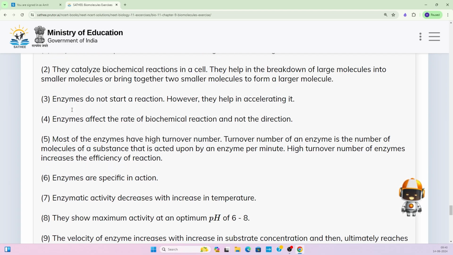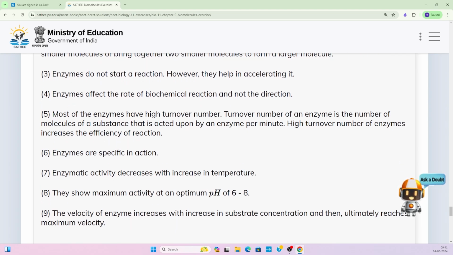Next, most of the enzymes have a high turnover number. So the turnover number of an enzyme is the number of molecules of a substance that is acted upon by an enzyme per minute. In 1 minute, how much of the substrate is changing to the product. So that gives you the turnover number. So a high turnover number of enzymes increases the efficiency of reactions, right? So if the turnover number is more and more, then the efficiency of the reaction is quite high. Enzymes are specific in action. So they are very specific, and they can take care of a particular type of reaction.